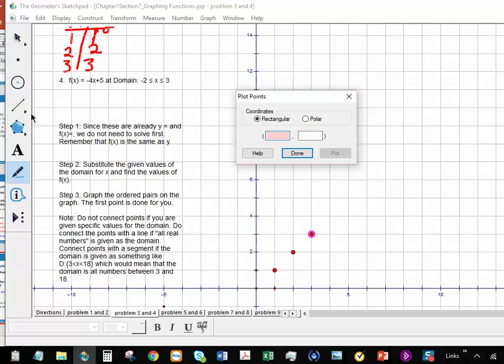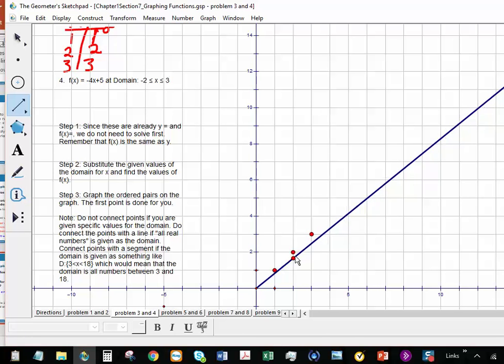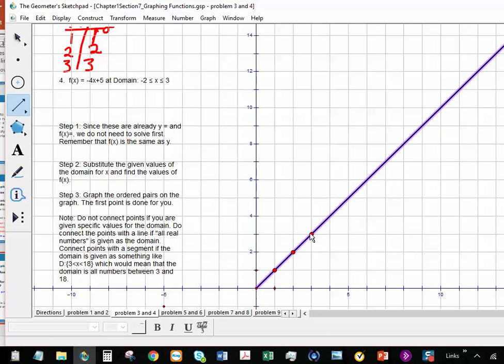However, I'm going to use a ray tool that has an arrow at one end, and I'm going to start here and then go this way. That shows that it's supposed to be greater than 0. I could put a little circle there to show that, but this is close enough. And then my line will go up and onward forever in the infinite direction.